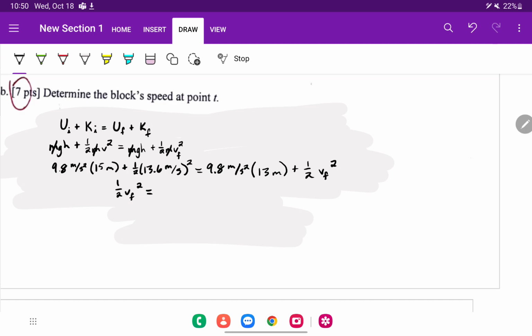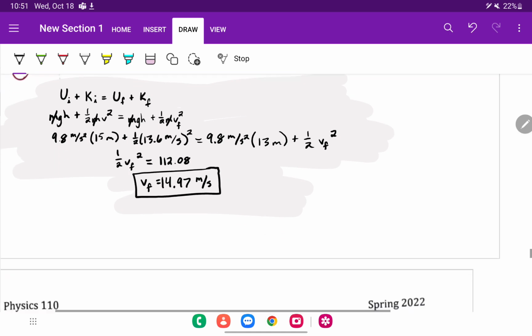So I'm going to go 9.8 times 15 plus 0.5 times 13.6 squared. And I'm going to subtract 9.8 times 13. I get 112.08. Multiply that by 2. And take the square root of it. And our v final is 14.97 meters per second. So that's the velocity at point T.